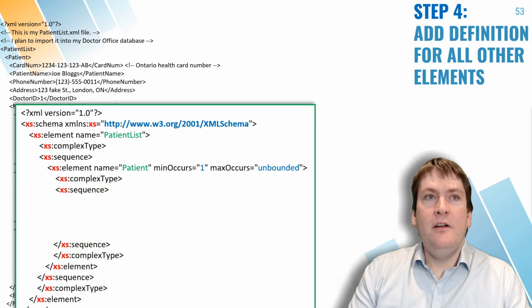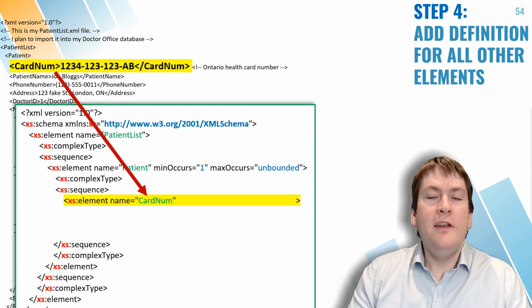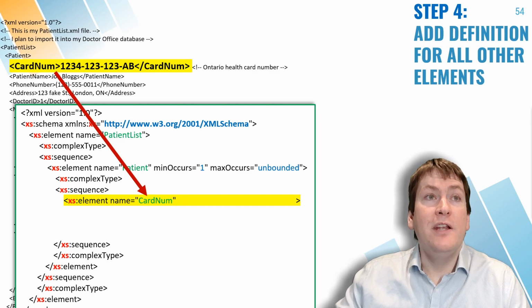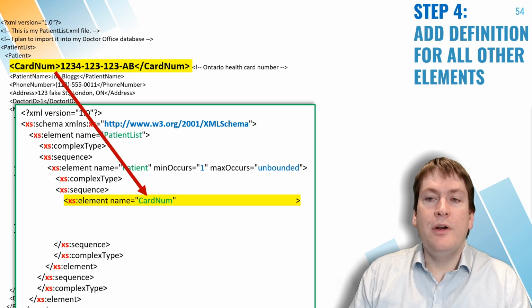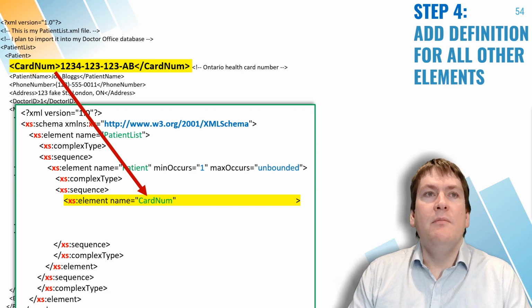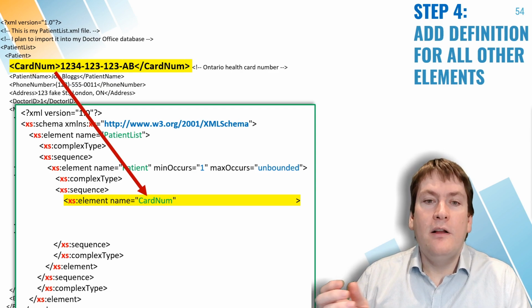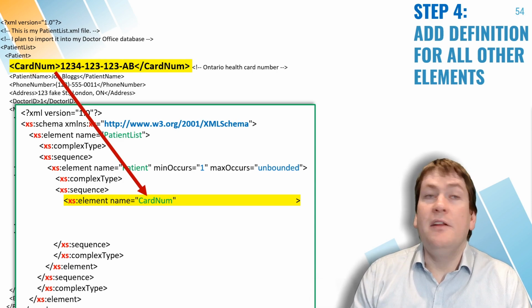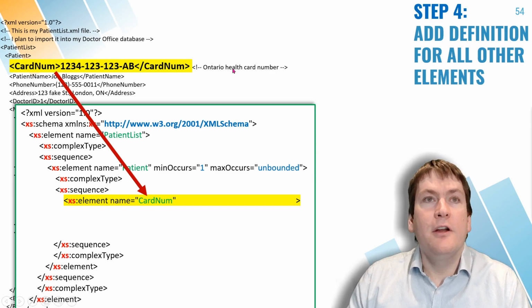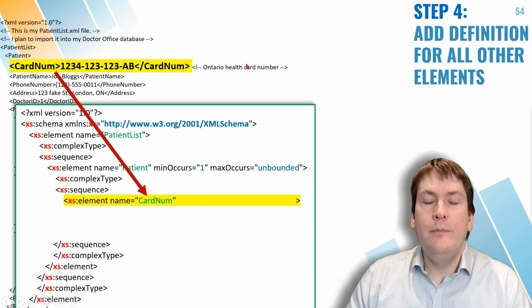So I'll move this down here, just so we have a little bit more room. The next thing we're going to get to, because now we're inside that patient element, is the card number. In this case, card number is a simple element. It means that it doesn't contain any other elements. It only contains data, and in this case, that data is the health card number. We even have a little comment on the end there that says Ontario health card number. We just completely ignore this because it's a comment, it's ignored by the computer, and it can be ignored by us when we're making our schema.